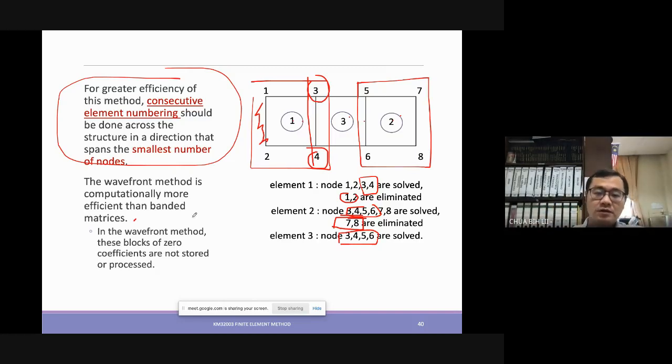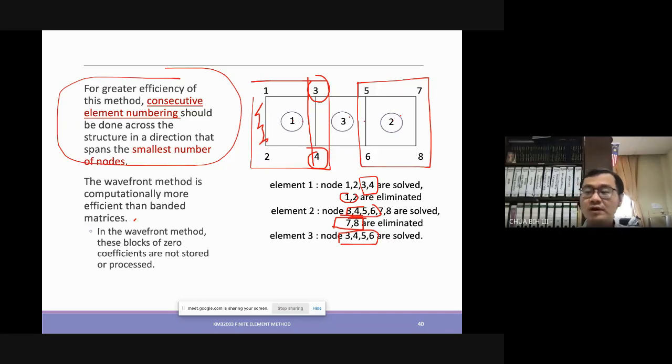So in the wavefront method, this block of zero coefficients is not stored or processed. You don't see that they are actually stored or processed. It's like you are doing the partition for this group of nodes only. Bring it in, solve it, whatever is not solved remains there, stored, and then bring in another new set and solve it. So this is a way of doing it in a computational way.